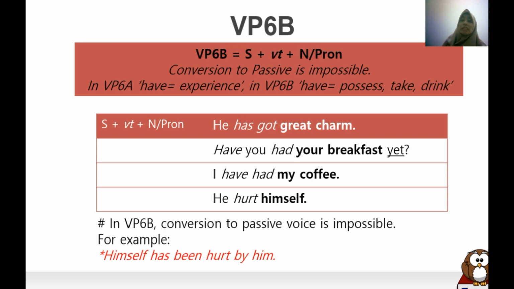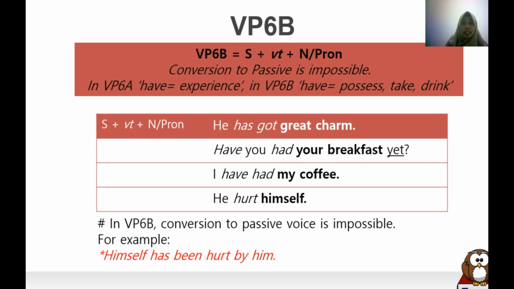For example, the use of the verb have in VP6A indicates the meaning of experience in something. But in VP6B, have here means possess or own, and then take or drink. Okay, the example, he has got great charm. Okay, so he has got here is not an experience, yeah, but it shows the meaning of possession or ownership. He has got great charm. He is the subject, has got is the VT, and great charm is the noun.